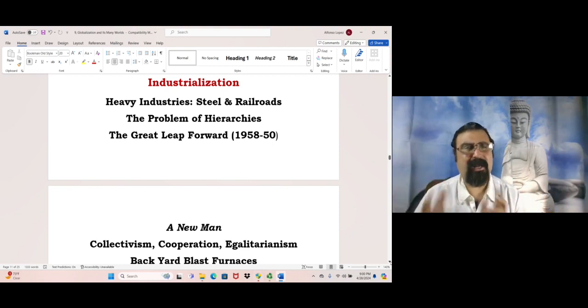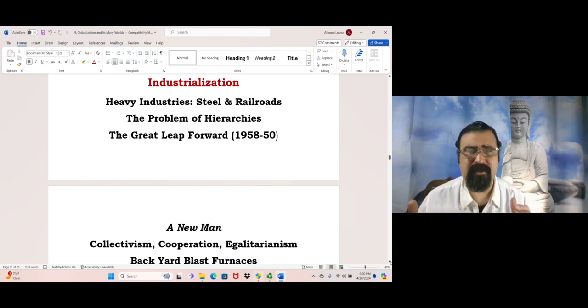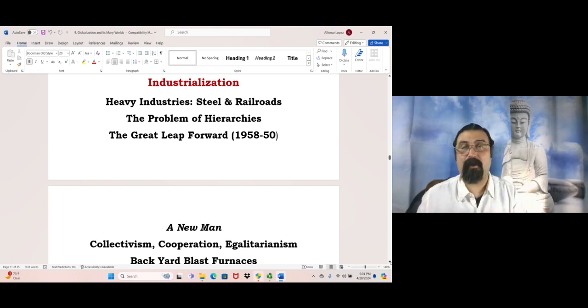Now, China is also going to set the stage for industrialization as well. Okay, they are trying to catch up with the West to a certain degree, and they're interested in developing certain industries, particularly heavy industries like steel and railroads.